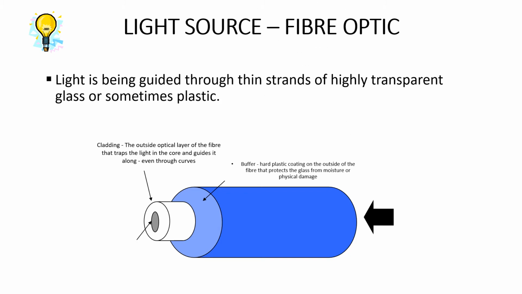This portion is known as the buffer. It is a hard plastic coating on the outside of the fiber that protects the glass from moisture or physical damage. This part is known as the core, where the light is transmitted. And this is the light source.